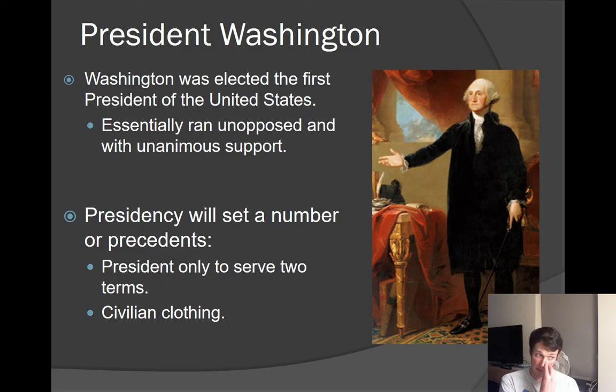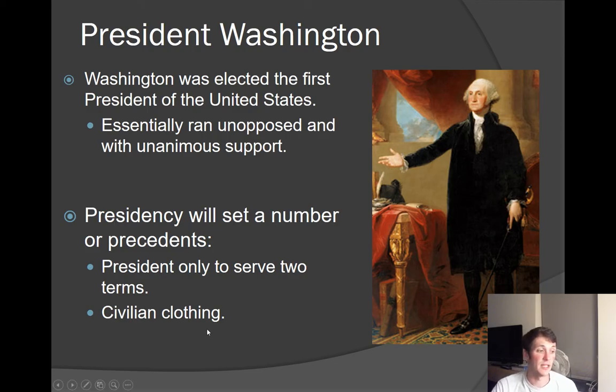So the first thing we talk about, for sure, is this idea that he's only going to serve 2 terms, right? That's going to be a big one. All the presidents after him, all the way up through FDR, are essentially only going to serve 2 terms as well, and that's kind of by choice, right? There's nothing in the Constitution limiting presidents to 2 terms until after FDR. So it's just something that Washington does and everyone follows.